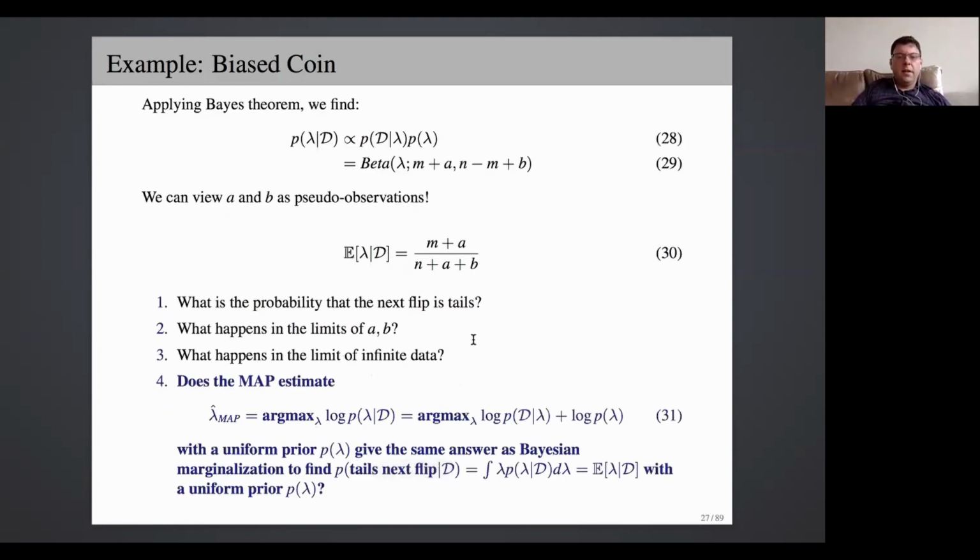And I'd like to also have you very carefully consider this last question. It's quite crucial. So does the MAP estimate that we get by maximizing the log posterior with respect to lambda, which compartmentalizes into the log likelihood plus the log prior, with a uniform prior over lambda, give the same answer as Bayesian marginalization to find the probability that we're going to get tails on the next flip, given what we've observed so far with a uniform prior? So let's take a poll, 1 for yes, 2 for no.